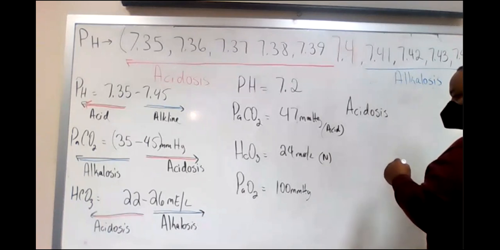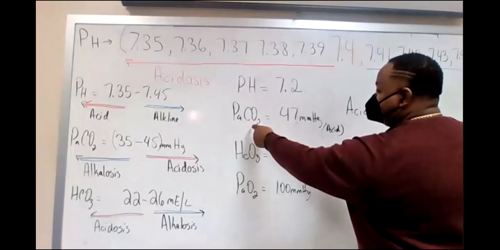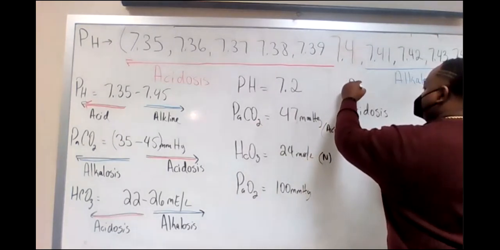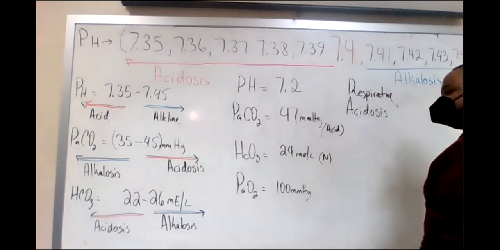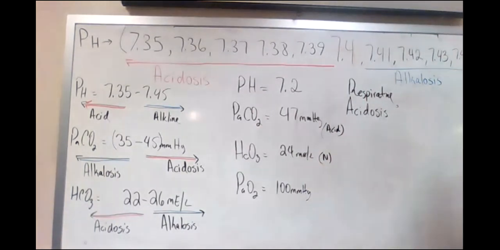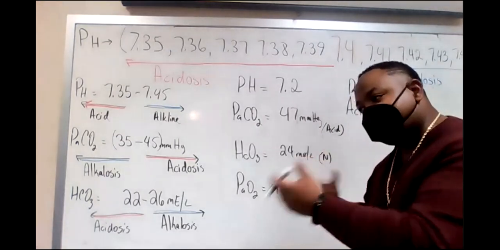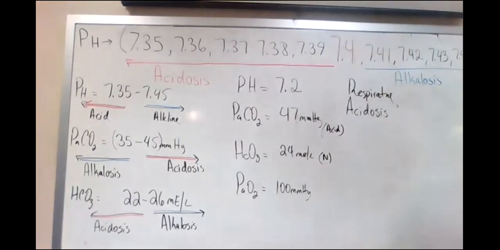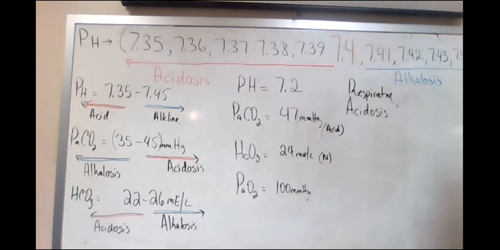So it's a what? Acid. It's a metabolic. CO2, aka respiratory. There you go. It's respiratory acidosis. Respiratory acidosis. Remember, CO2 is respiratory, that's the breathing, right? And bicarb is metabolic. So we're in a respiratory acidosis.